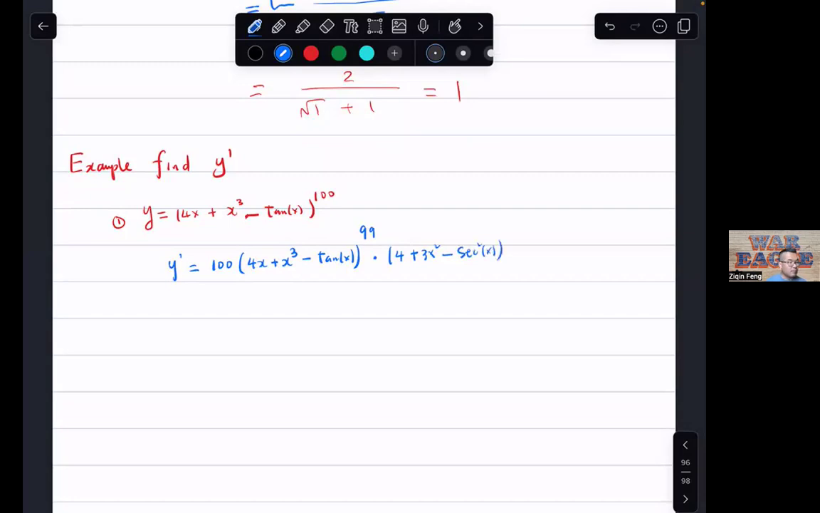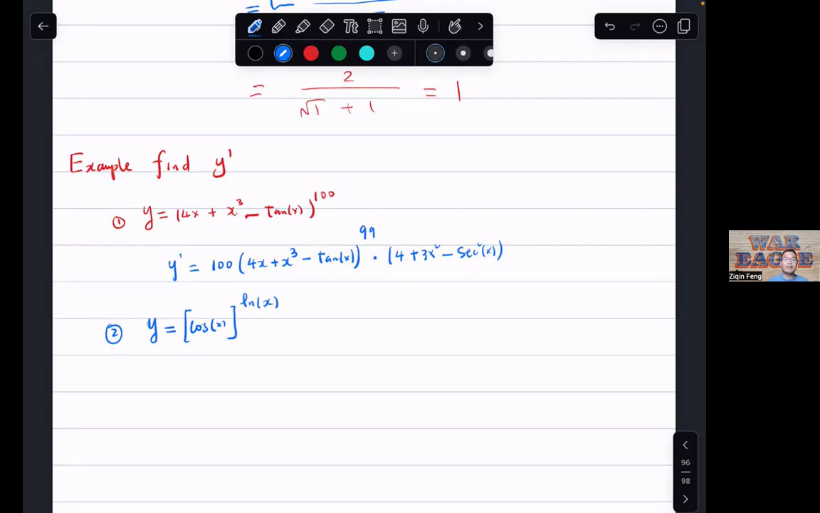Now let's see another function, right? Sometimes we use the chain rule, sometimes we use the product rule or quotient rule. So make sure you know all the rules before you take the actual test, right? Second one, if you have y equals cosine of x to the power of natural log of x, right? How do we differentiate this function? This is a very complicated function.